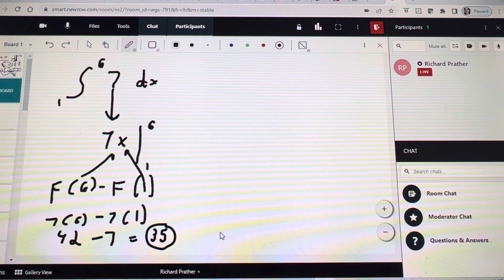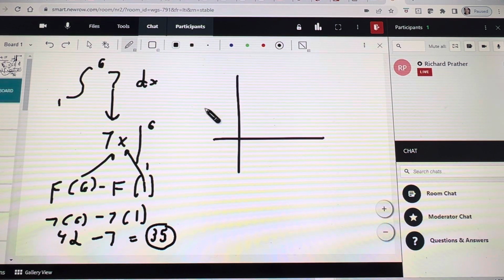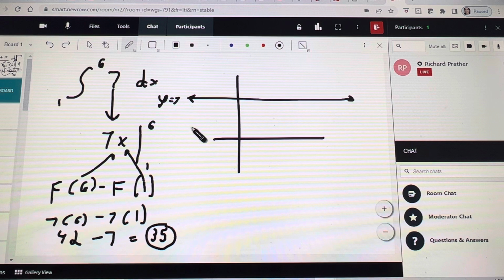In fact, this one could be checked with geometry because the original function is a constant, 7. It's like the horizontal line y equals 7. That's what a constant function is. If x equals 1, of course y equals 7. Every point on the line equals 7. And f of 6 is 7 also. So these coordinates are easy to find. It's (1, 7) and (6, 7).